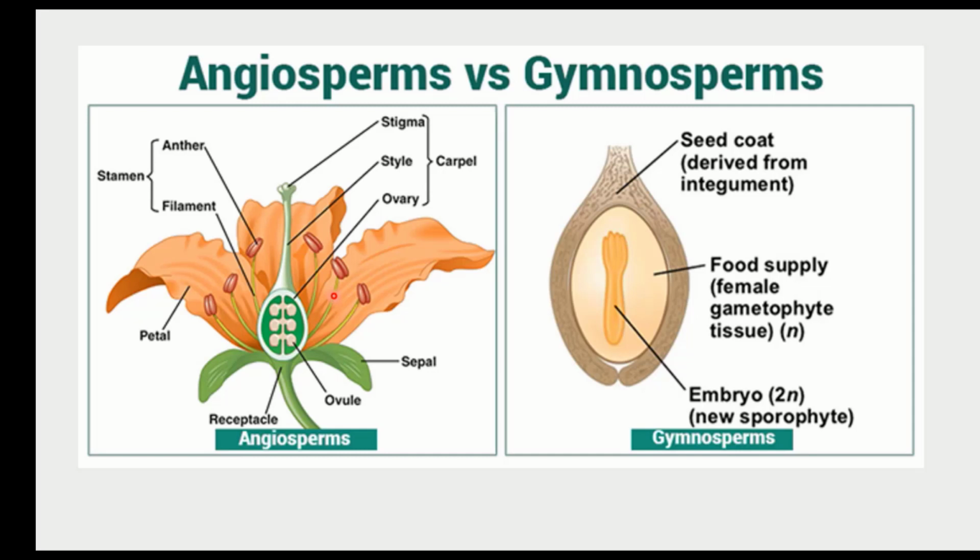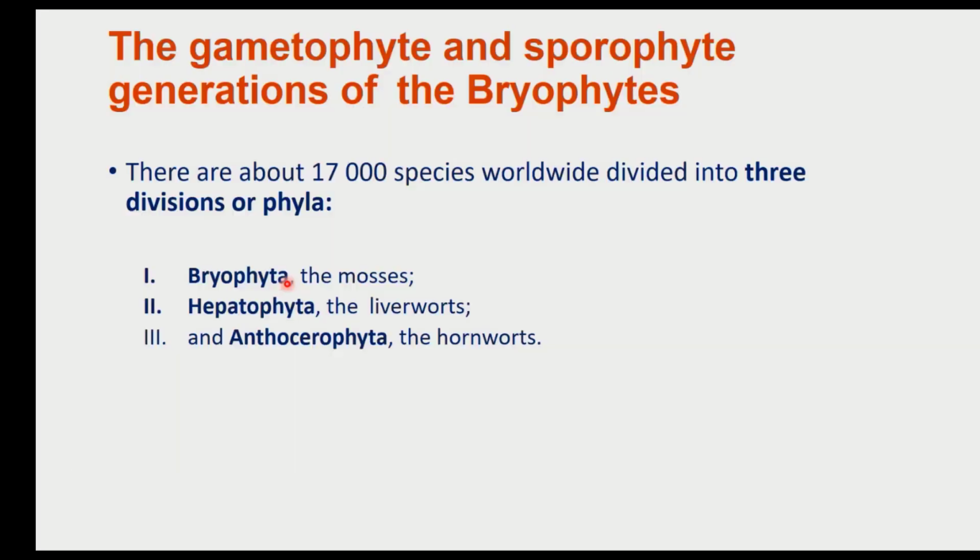So this is just a representation, a labeled diagram, of the comparison between angiosperms and gymnosperms, where you see a seed coat for gymnosperm, which is derived from integument, and the food supply from the female gametophyte tissue. And this one right here is an embryo where there's a production of a new sporophyte. And here you see there's an ovary, a sepal, the anther, the petal, the stamen, the stigma, the style, the carpel and all this, which you will find very nice when you are studying, I hope.